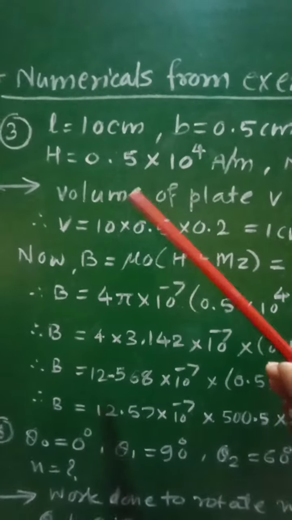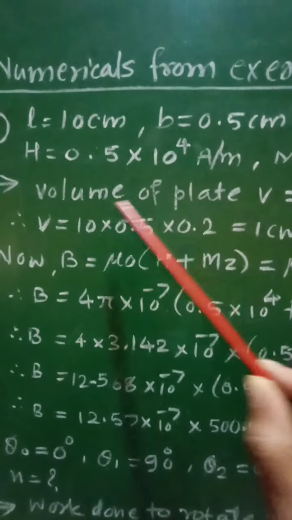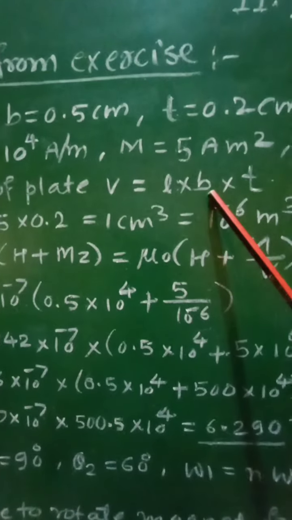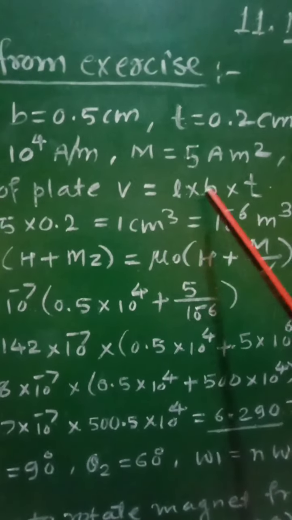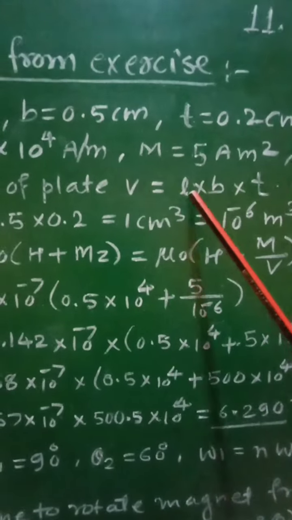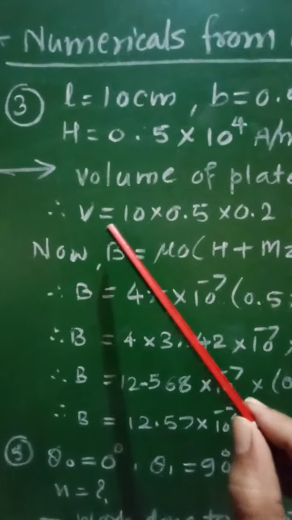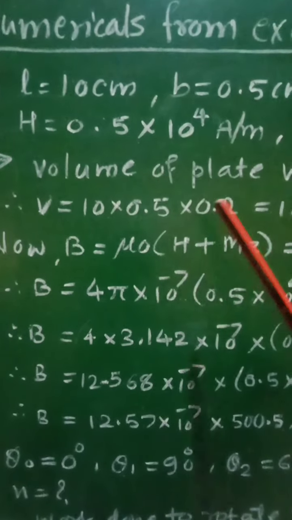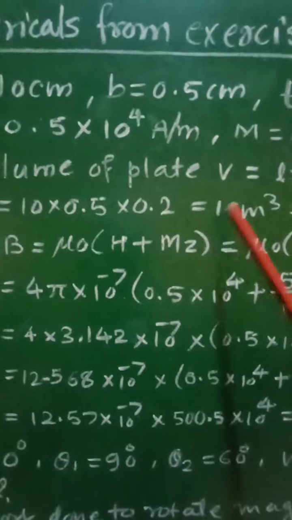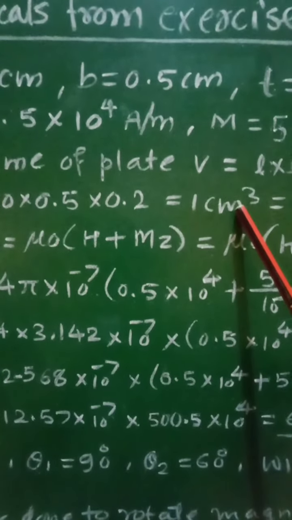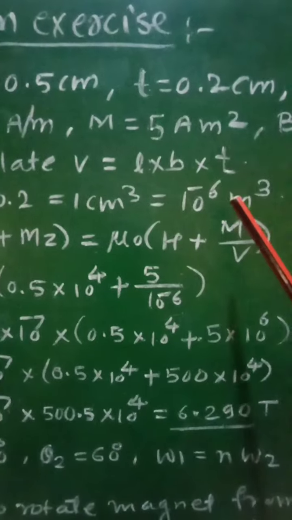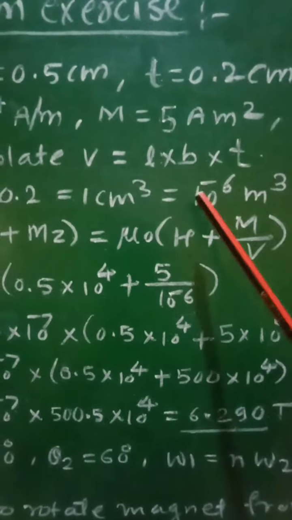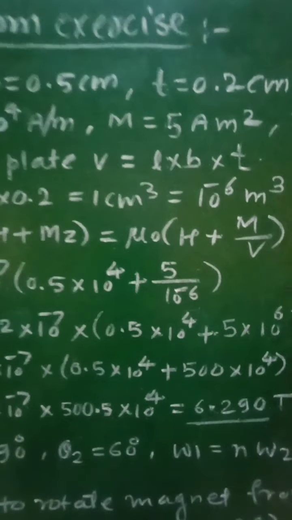So if you consider that plate, then the volume of the plate phi will be equal to the product of its length, breadth and thickness, that is L into B into T will be the volume phi, and therefore volume phi will be equal to 10 into 0.5 into 0.2 in terms of centimeter, which comes out to be 1 centimeter cube. It will be converted into meter cube as 1 into 10 raised to minus 6 meter cube, that is 10 raised to minus 6 meter cube.